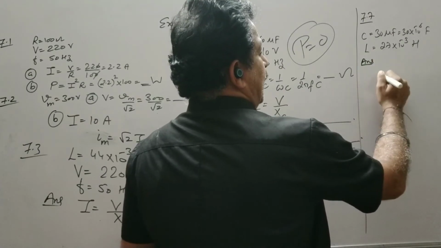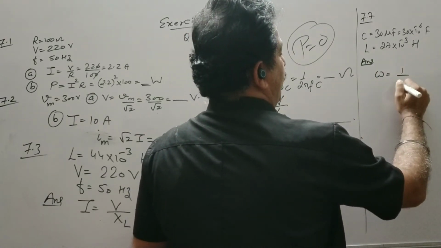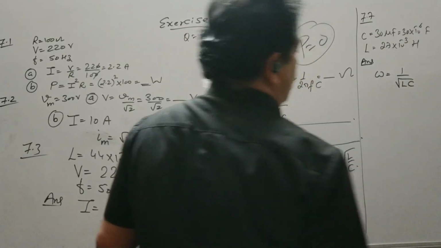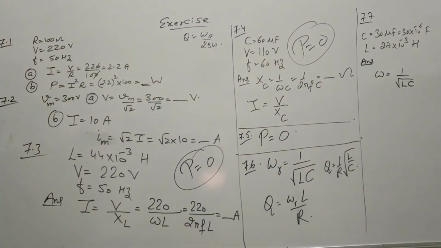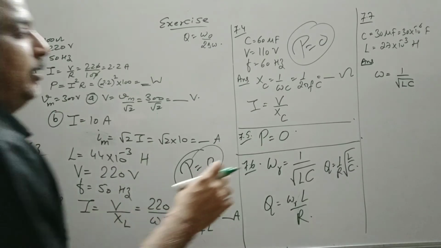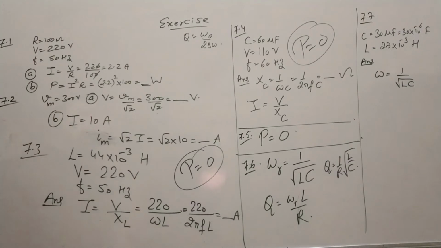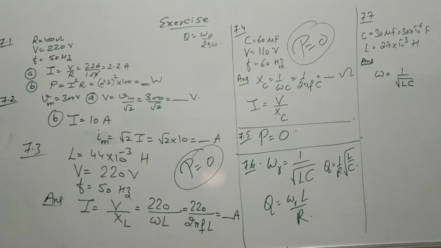We will see that the angular frequency of an LC oscillation circuit is also equal to 1 upon under root LC. So you substitute this value of L and C, omega is equal to 1 upon under root LC, and we will find out this formula because we have not discussed the LC oscillation circuit. So you take it for granted for the time being. In the next lecture we will discuss the LC oscillation circuit. Now let us see question number 9.